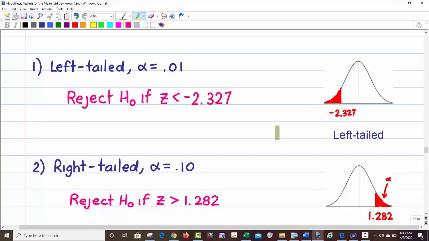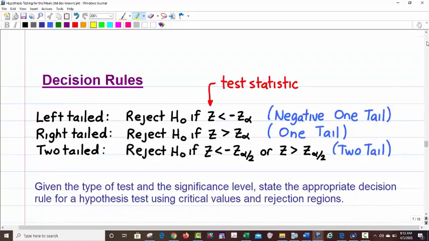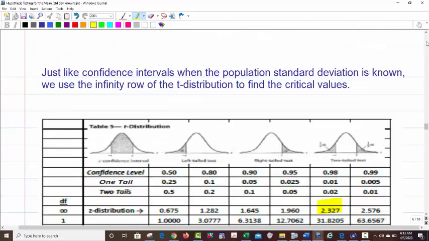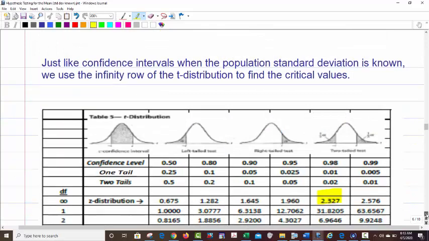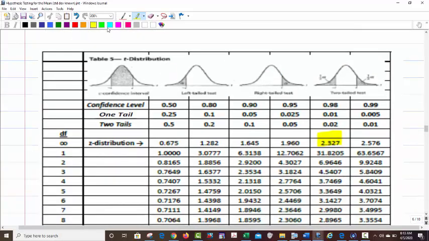Now suppose it's right-tailed and alpha's 0.10. Well, the beginning of this decision rule will be written like this. Reject the H0 if z is greater than some number, and it's going to be a positive number. Right-tailed is going to be a positive number, but both left-tailed and right-tailed, I can't say that enough, are both under the one-tail category. So it's 0.10, one-tailed, right there. 1.282.